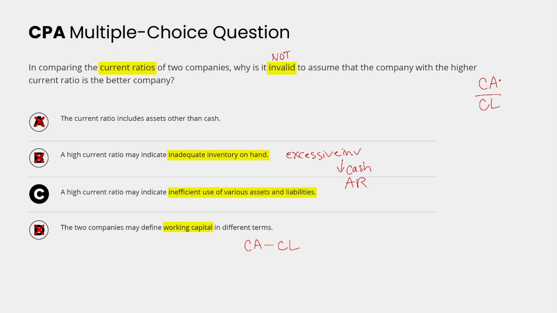So again, in comparing current ratios of two companies, why is it invalid to assume that the higher current ratio is the better company? It's because a high current ratio may indicate inefficient use of various assets and liabilities.